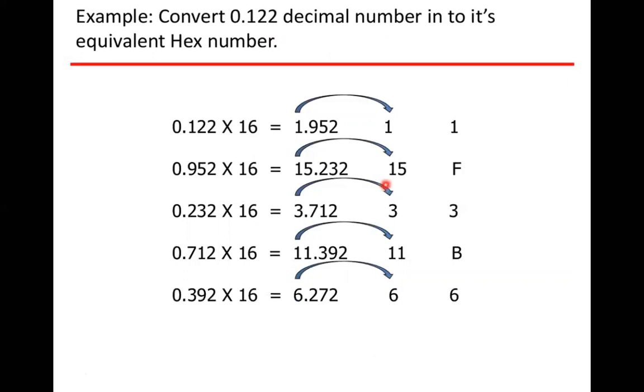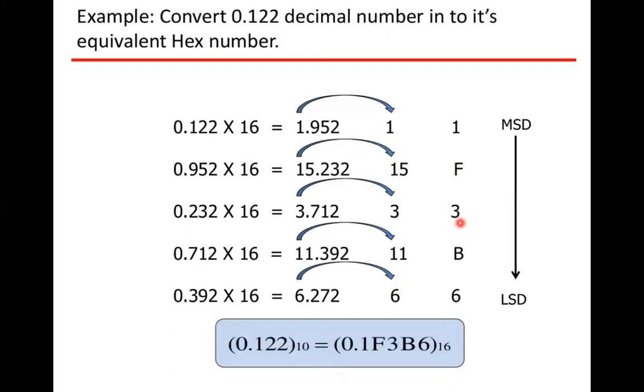So for 5 digits, this is enough: 1, F, 3, B, 6. If you want to collect the answer, it goes from the most significant to the least significant digit. So this comes to 0.1F3B6, which is nothing but a hexa number, with base 16.